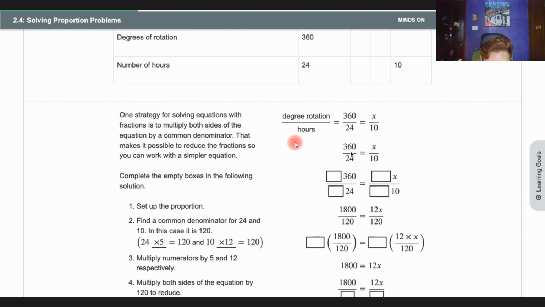So take 360 and multiply by 12, which is equal to 1,008. Between 24 and 120, it's a 5-times difference. So you have to multiply 360 by 5. So 360 multiplied by 5 is equal to 1,800, since multiplying 24 by 5 is equal to 120.